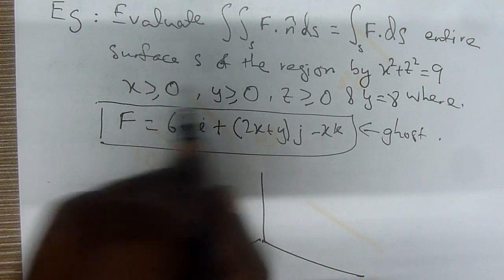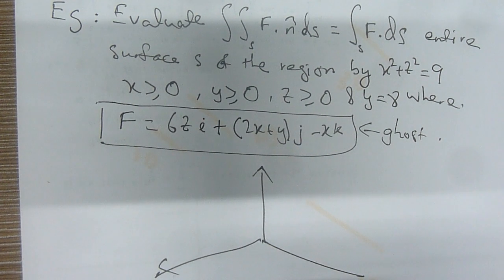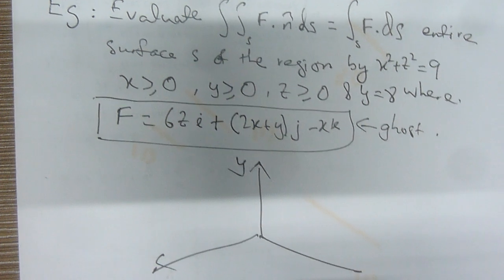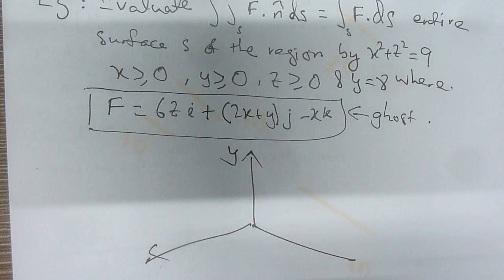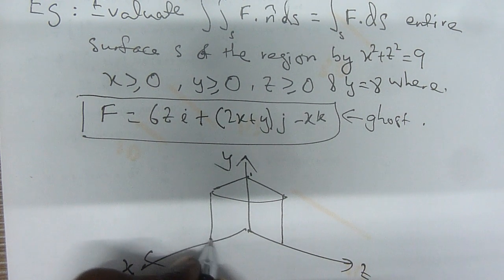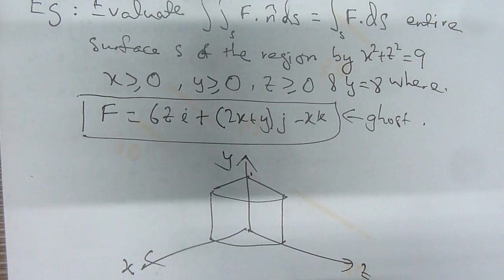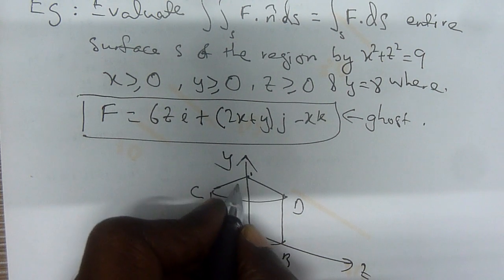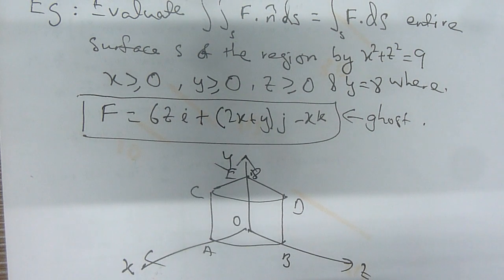This is one cylinder. When you draw the cylinder, look, I'm changing the concept. This is y, this is z. This is a coordinate system referring to a different model, and this is the sketch. I'll name it A, B, O, C, D, E, which is equal to 8. Okay, this is 8. How do I know?